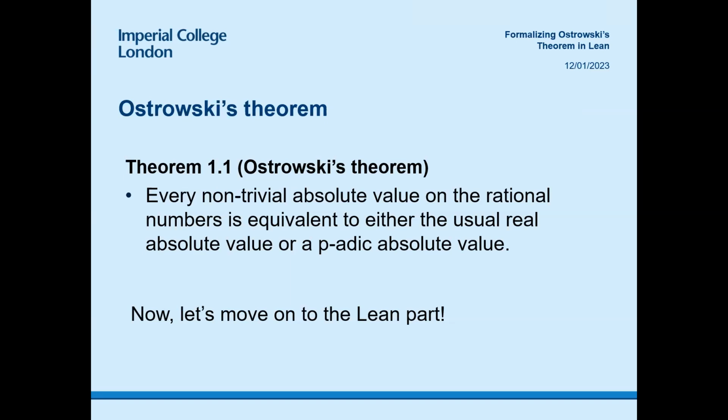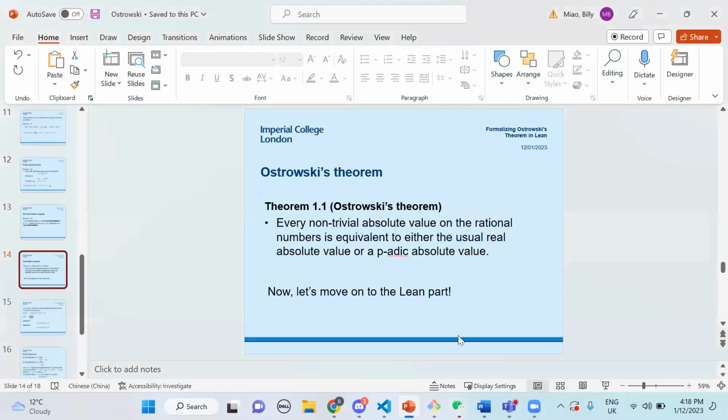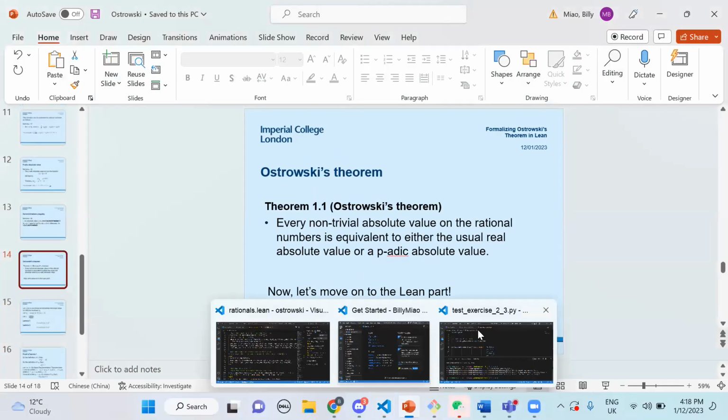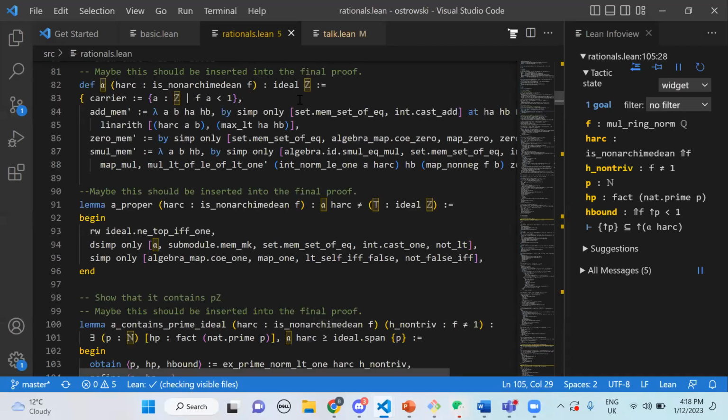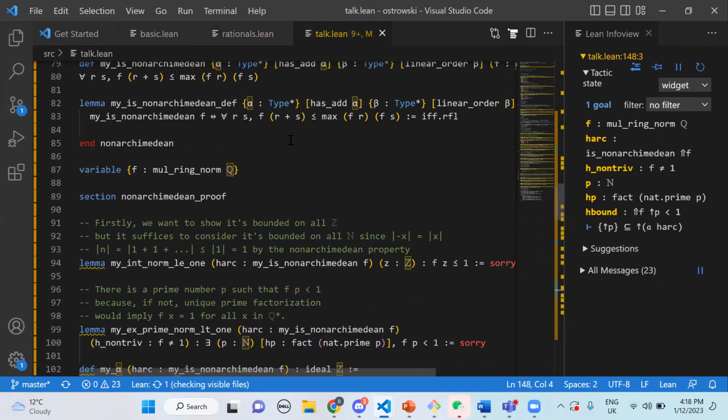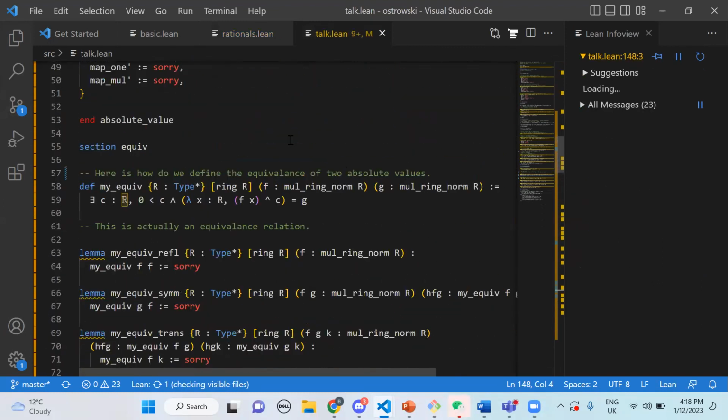And now we try to think about how we formalize the theorem in Lean. So give me a sec.